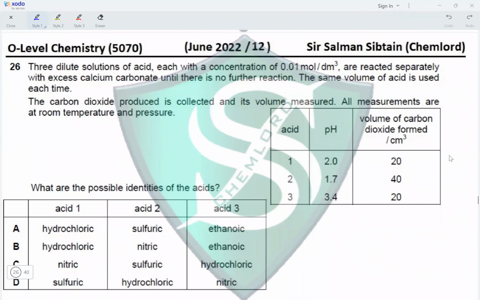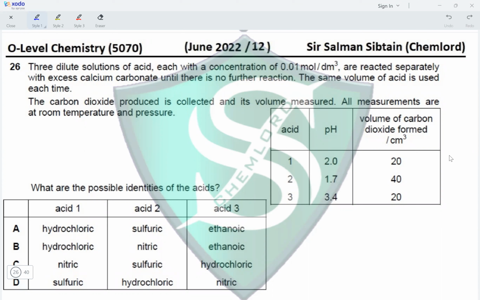Question 26. Three dilute solutions of acid, each with a concentration of 0.01 mole per dm cube, are reacted separately with excess calcium carbonate until there is no further reaction. The same volume of acid is used each time. The carbon dioxide produced is collected and its volume measured. All measurements are at room temperature and pressure.